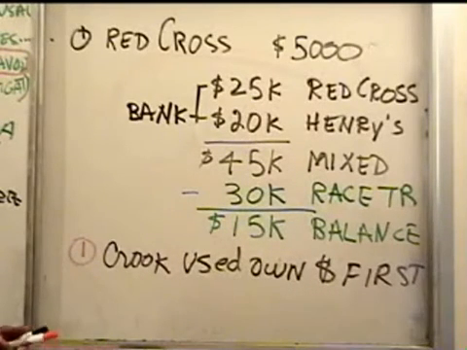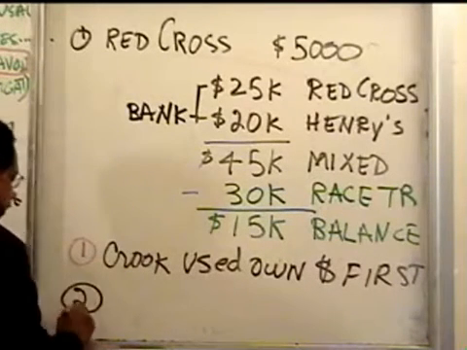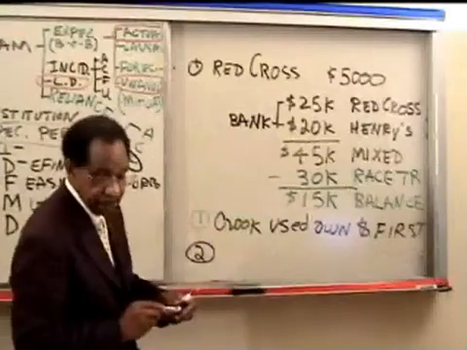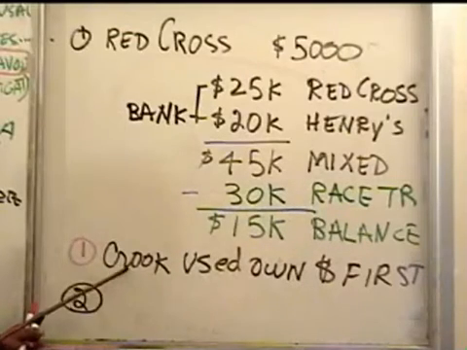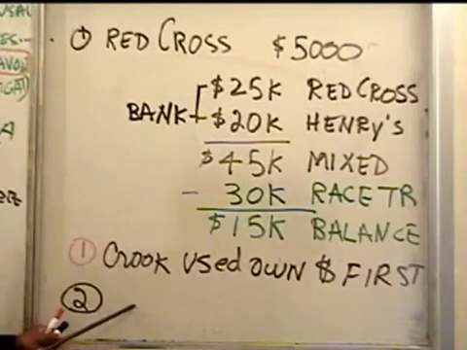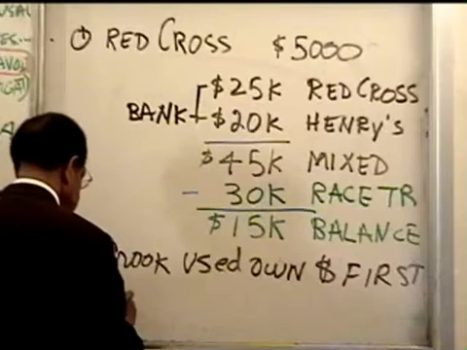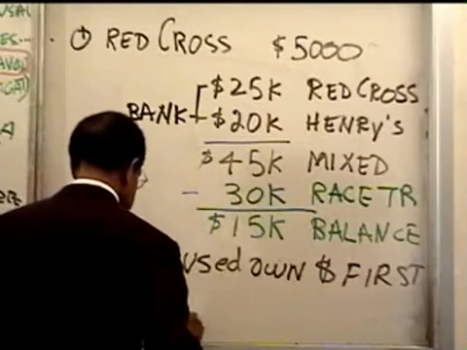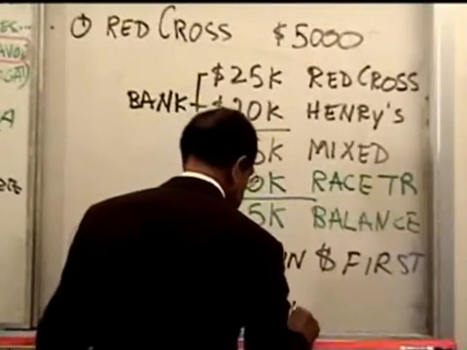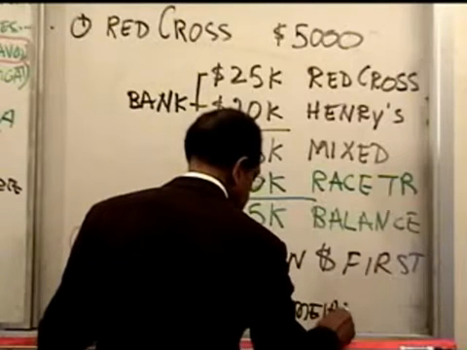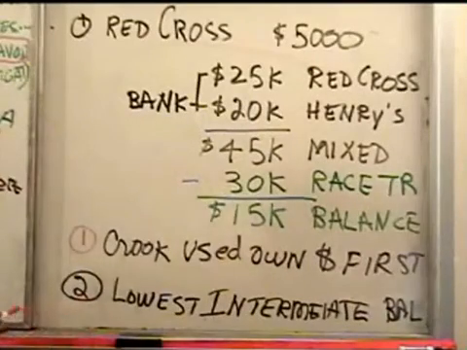Now the second way we tried to determine whose money was spent. Remember, our two problems here are whose money was spent. And the first way we decided whose money was spent was under this presumption. This number one is a presumption. Okay. Number two, we use what is called the lowest intermediate balance.